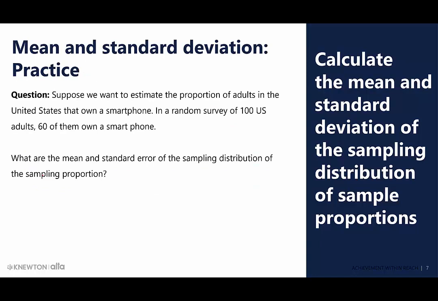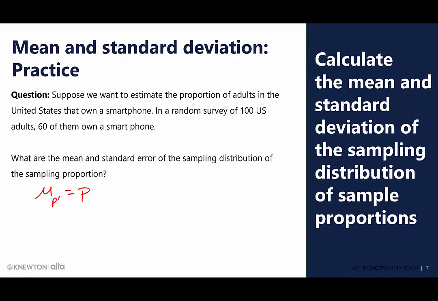Suppose we want to estimate the proportion of adults in the United States that own a smartphone. In a random survey of 100 U.S. adults, 60 of them own a smartphone. What are the mean and the standard error of the sampling distribution of the sample proportion? So here we go. The central limit theorem tells us that mu p prime, this is the mean of the sampling distribution, is the same thing as the proportion.